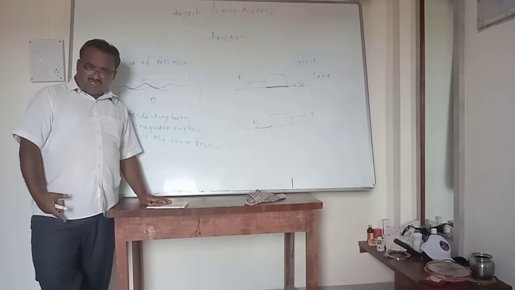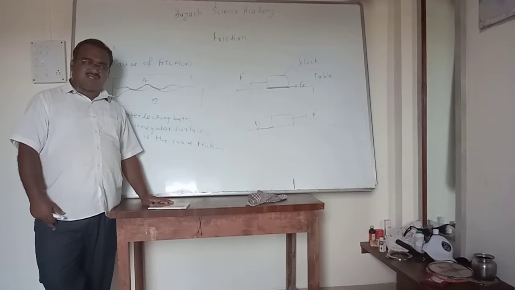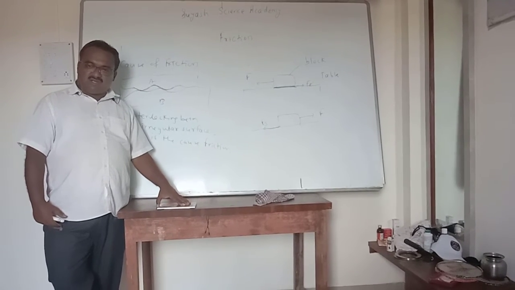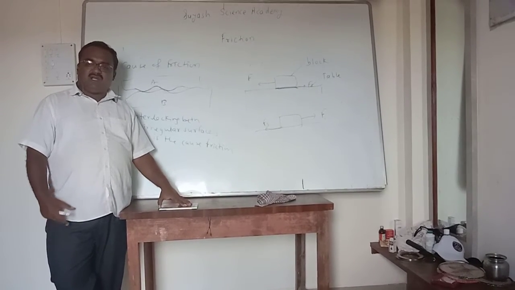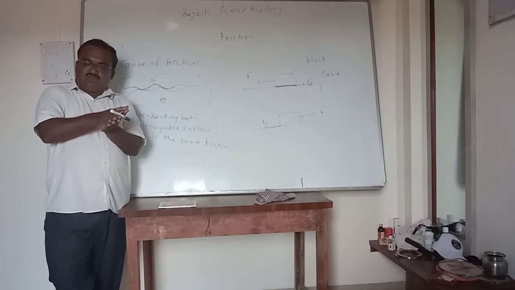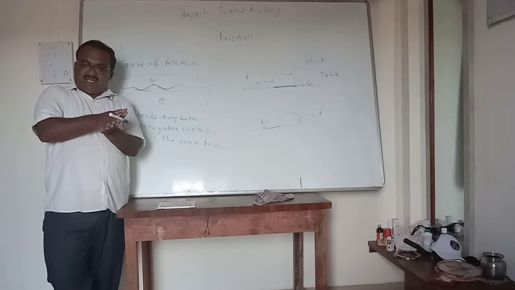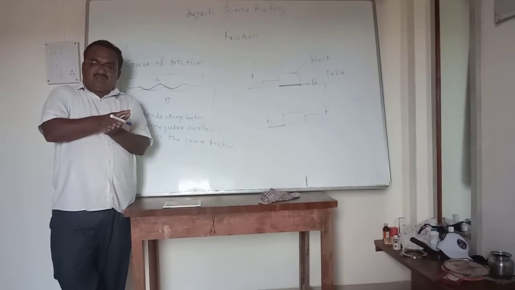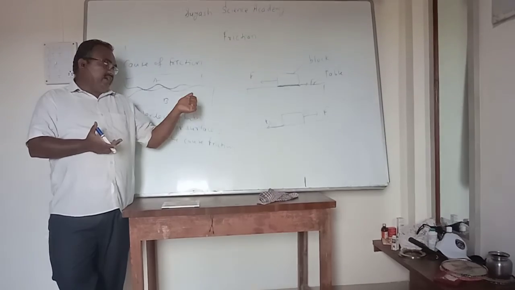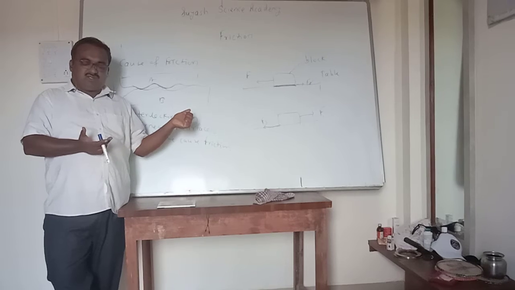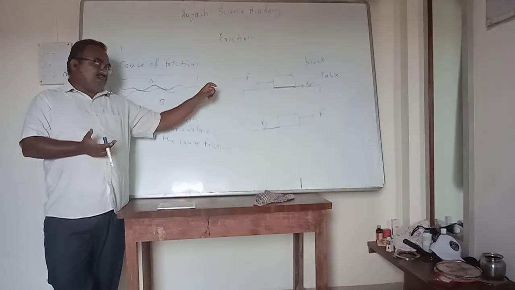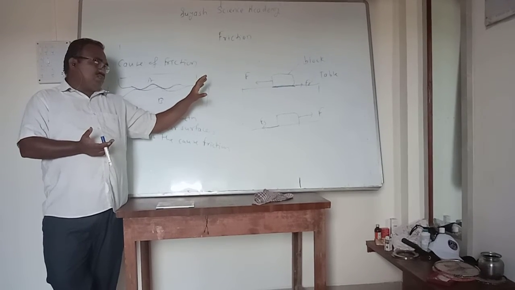Friction depends on two parameters. First, the nature of the surfaces in contact, and second, the size and shape. If two surfaces are smooth, the friction between them will be less, and when two surfaces are rough, the friction between them will be high. So it depends on the nature of the material, and also on the size, shape and dimensions of the object.